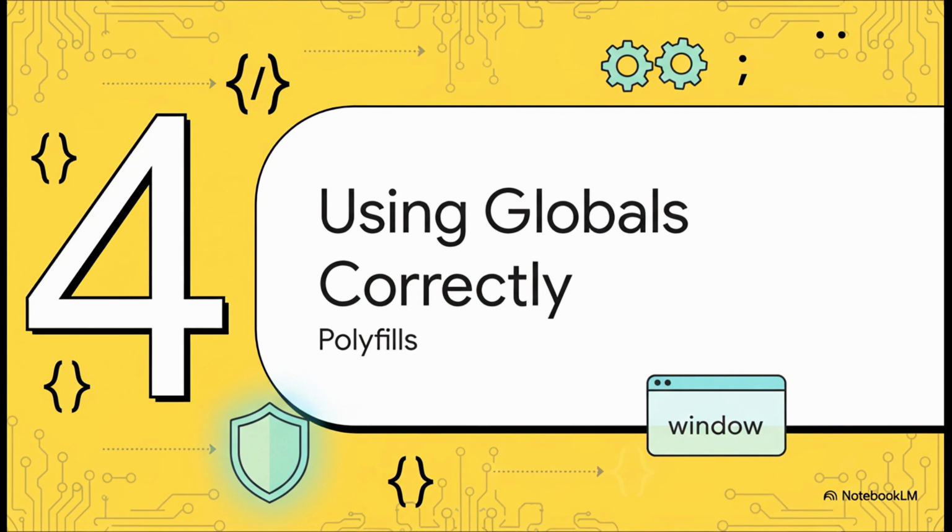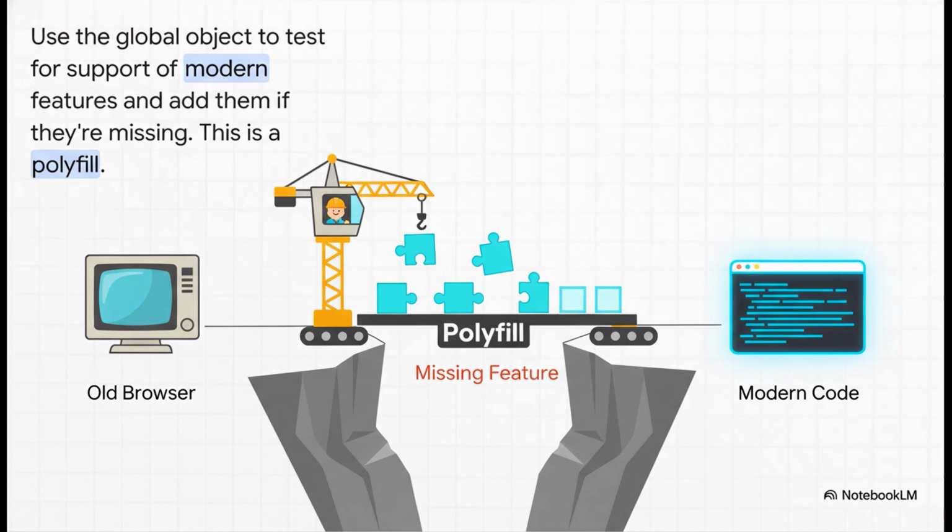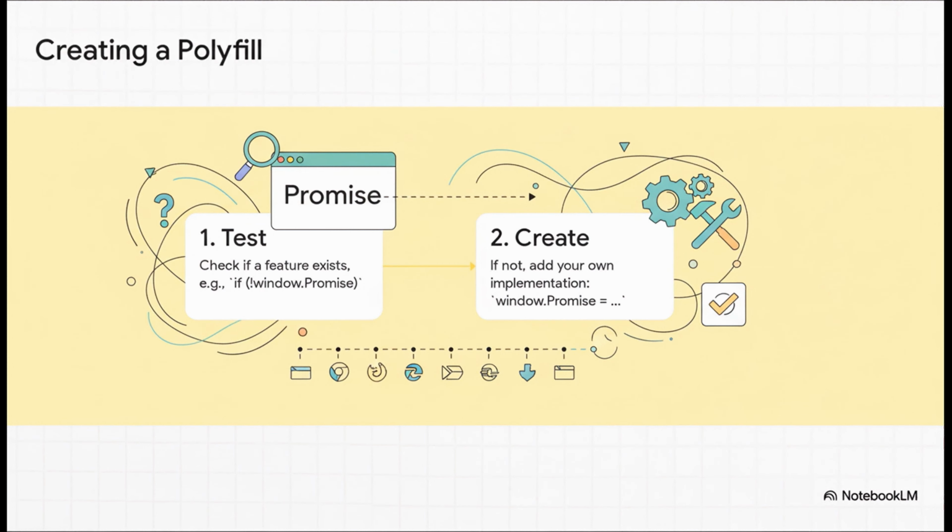So, if we're not supposed to be polluting the global object, are there any good reasons to interact with it? Oh, absolutely. Let's take a look at how the pros use it correctly. One of the most important and totally legitimate uses of the global object is to check if an environment, like say an older web browser, supports a modern feature. And if it doesn't, we can add it ourselves. This awesome technique is called creating a polyfill. The logic here is actually brilliantly simple.